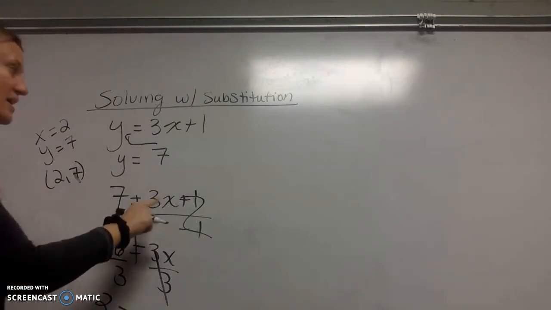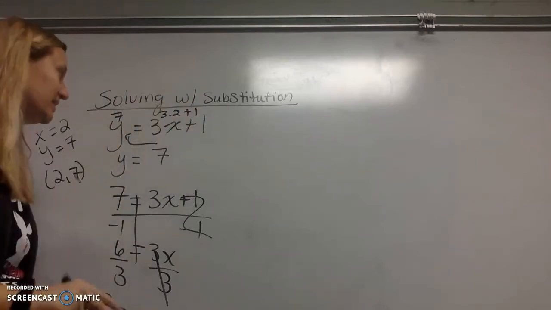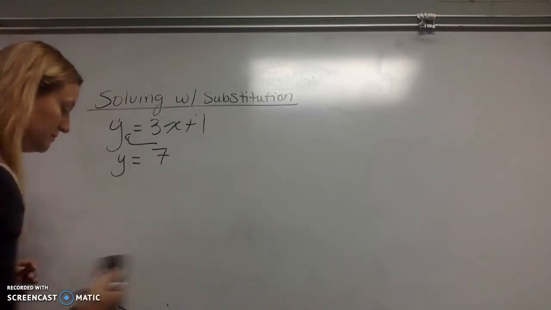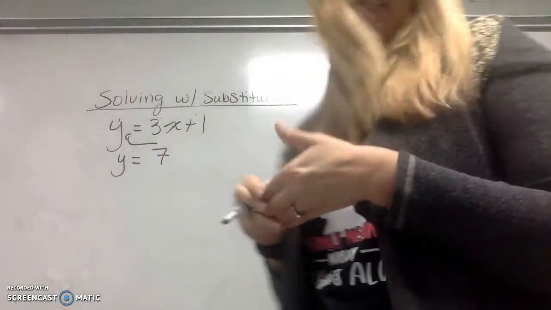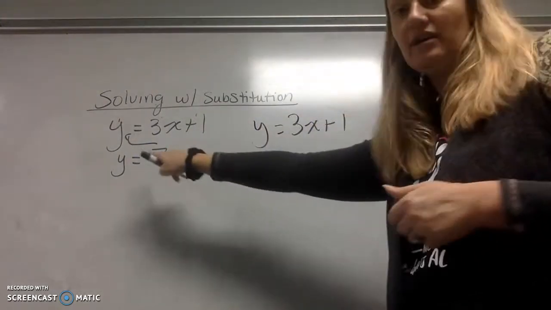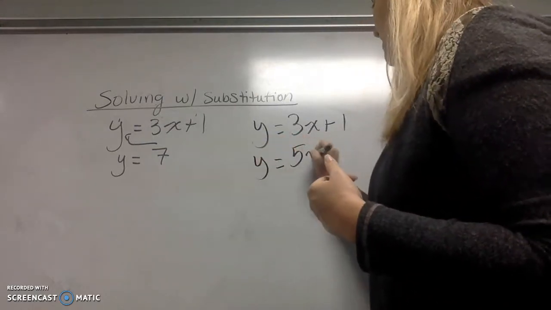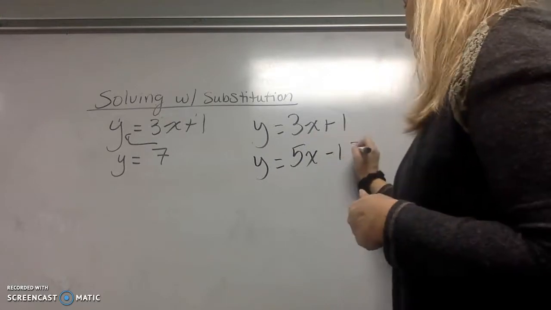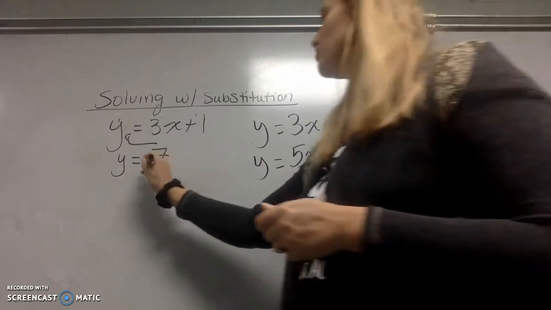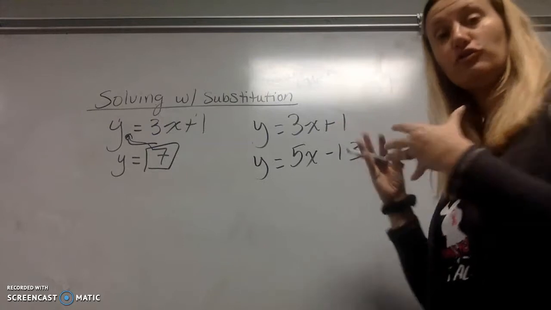And of course, we can plug back in and check our answer. 3 times 2 plus 1 is 7. So keeping this in mind, what if I gave you this instead? So we're still going to do y equals 3x plus 1, but instead of y equals 7, it's going to be y equals 5x minus 13. We can still solve this. We can still substitute. So just like I took what this y equaled and plugged it into that y, I'm going to do that here.